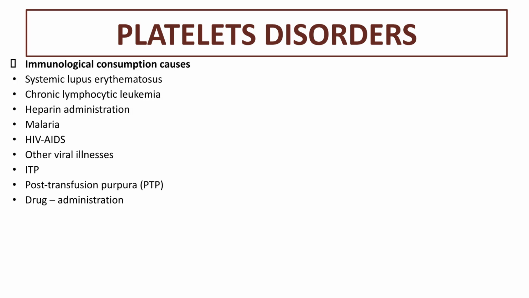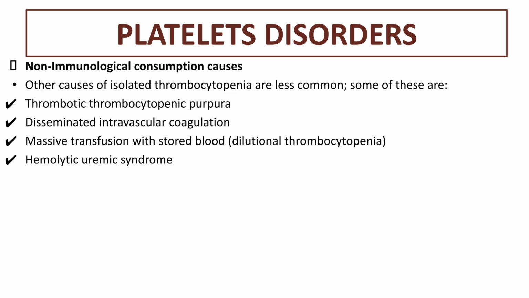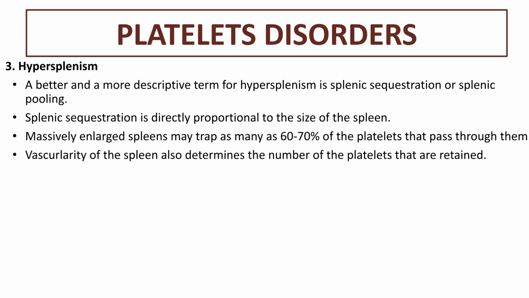Causes of immunological consumption include systemic lupus erythematosus, chronic lymphocytic leukemia, ITP, and other viral illnesses like HIV/AIDS and malaria. Non-immunological consumption causes include thrombotic thrombocytopenic purpura, disseminated intravascular coagulation, massive transfusion with stored blood, and hemolytic uremic syndrome.